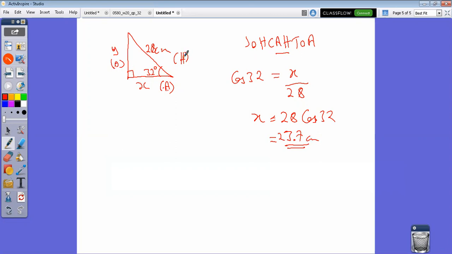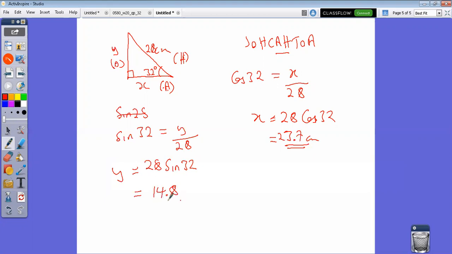Opposite over hypotenuse, so it means sine. Sine 32 is equal to opposite, which is y, over the longest side, 28. So y is equal to 28 sine 32. What do you get? 14.8. Clear? I think everyone now is comfortable.